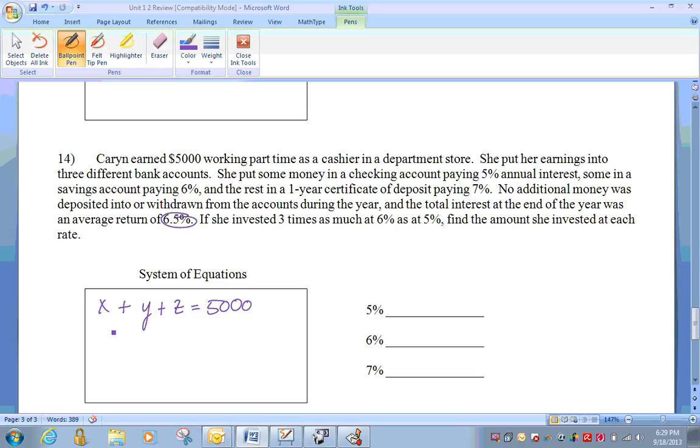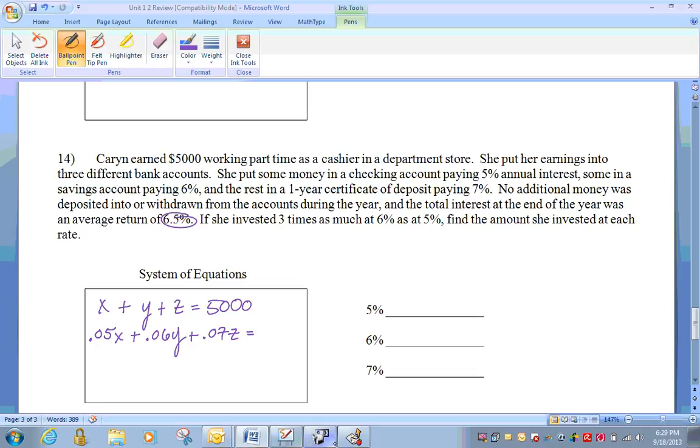Okay, the 3 different accounts give different interest. On the first account, the checking account, she gets a 5% interest. So we write that as a decimal as 0.05 times the amount she invests. So that's going to give us the amount of interest she earns on that specific account, plus the 6% interest she earns on the savings account, plus the 7% interest that she earns on the 1-year certificate of deposit account. And she wants the total interest to be a 6.5% return on her investment.